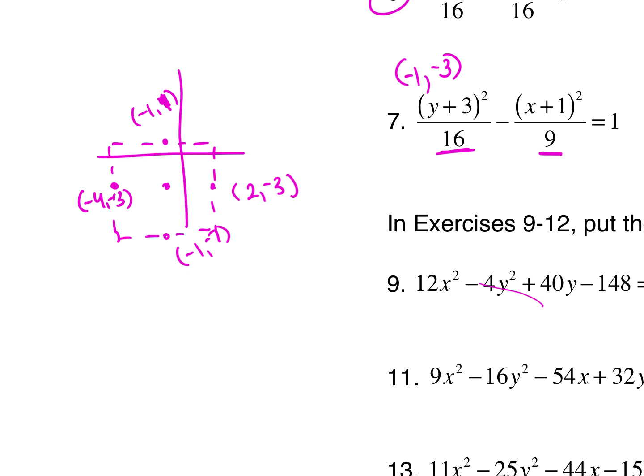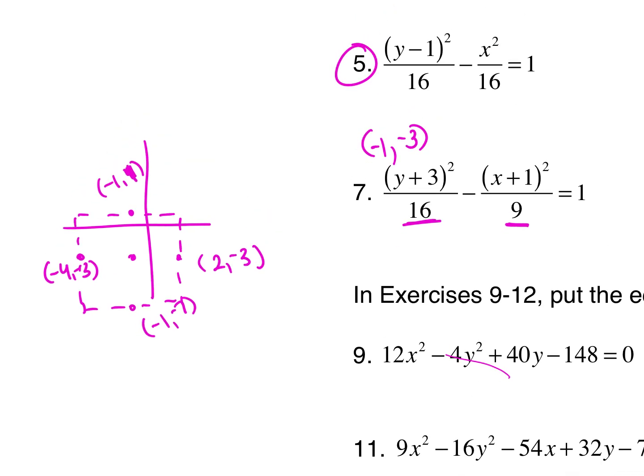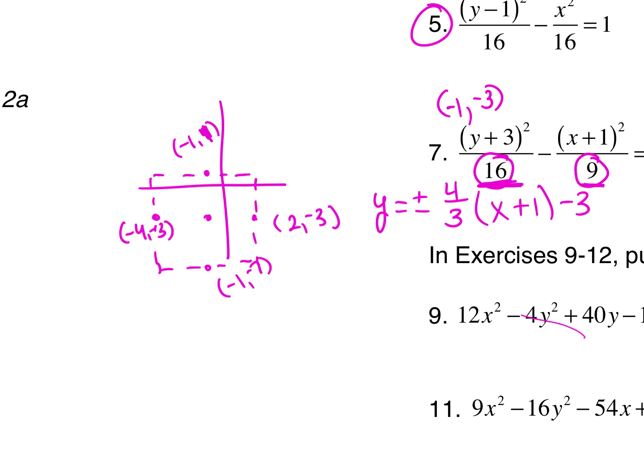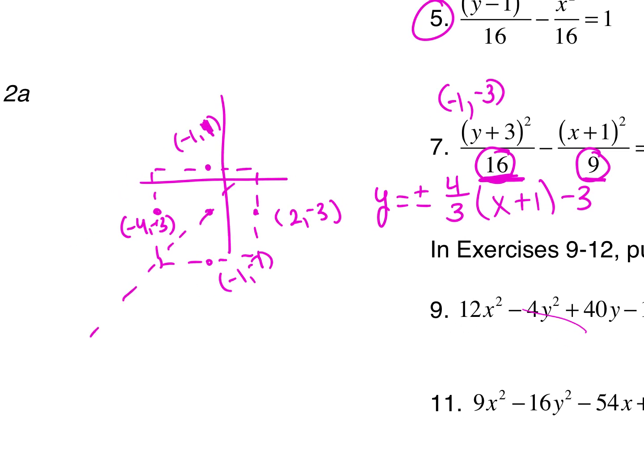Okay, so now before we actually draw these, I want us to come up with, it's going to be y equals plus or minus. Okay, what's my rise over run? Rise over run, right? So 4 over 3. Pay attention. The reason this one is the rise is because it's underneath the y term. Not because it's the a, because it's underneath the y. And then after that, HK, so x plus 1 minus 3. So now let's go ahead and we're going to draw our hyperbola.